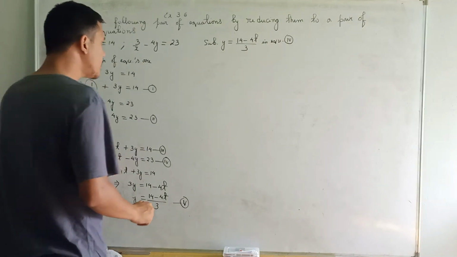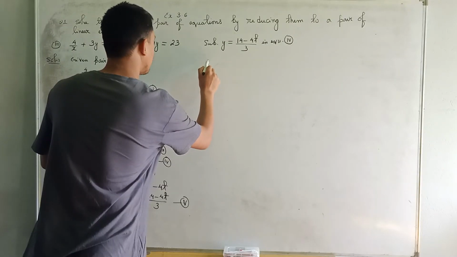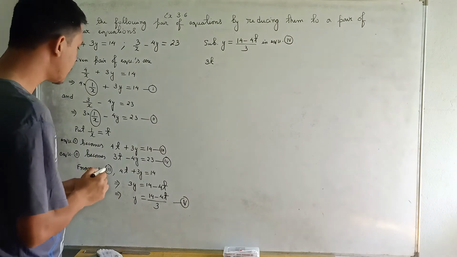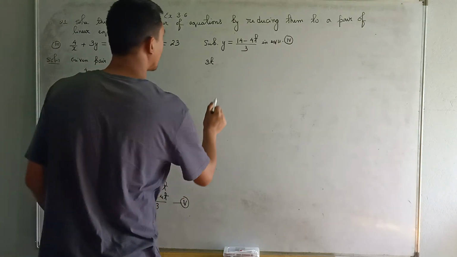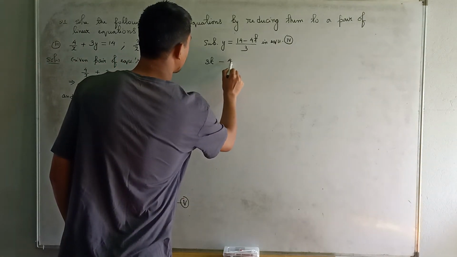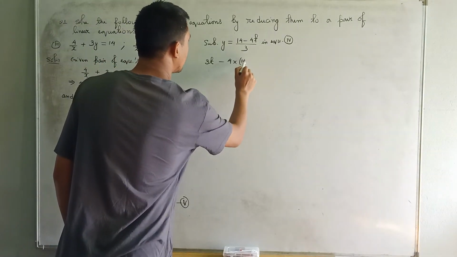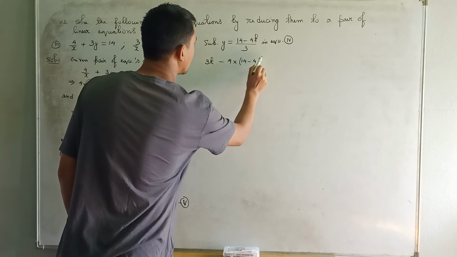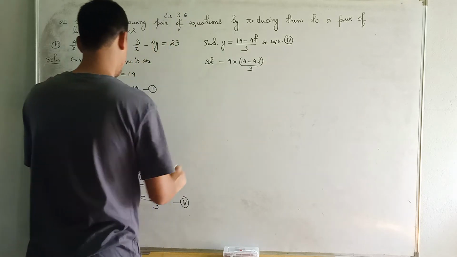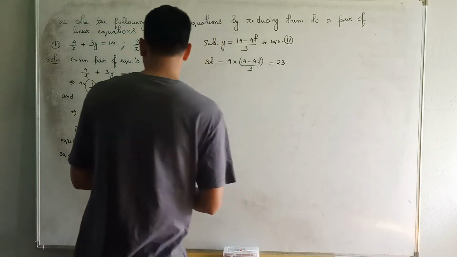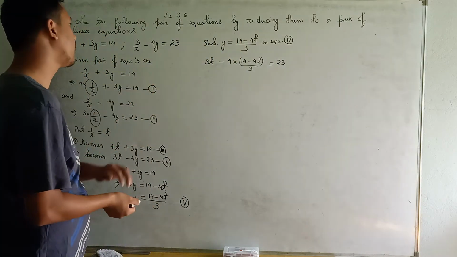Equation 4 is 3t minus 4y. Minus 4 into y. What is your y? 14 minus 4t upon 3 is equal to 23. Are you following that? In equation 4, I'm replacing y by 14 minus 4t upon 3.